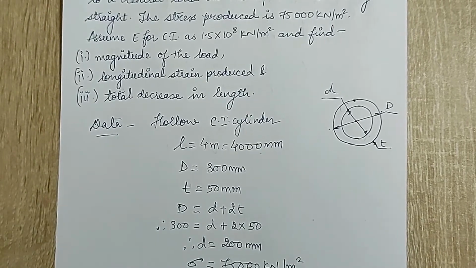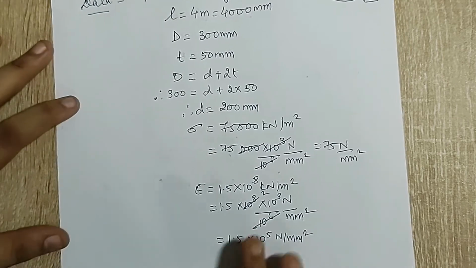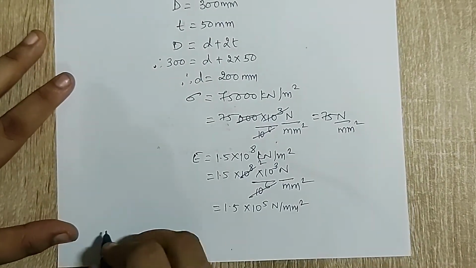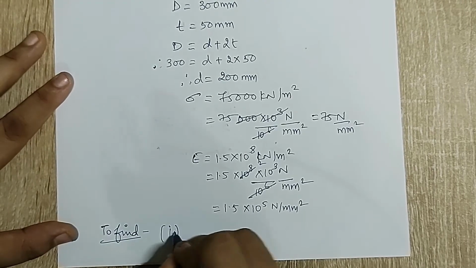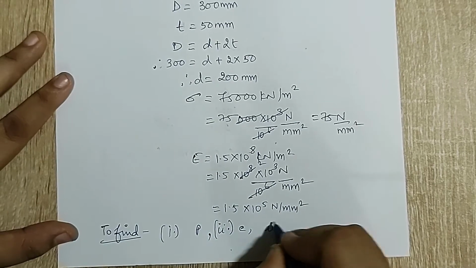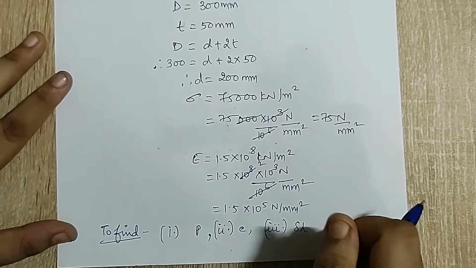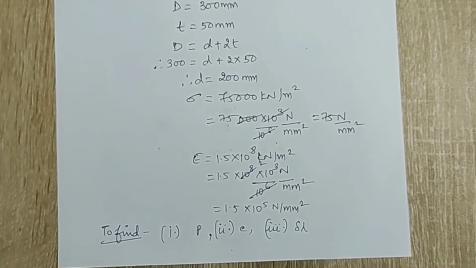Now I am supposed to find the magnitude of the load, which means the value of P. I have to calculate longitudinal strain produced, which is small e, and third is total decrease in length, which is delta L. So I'll just mention here, to find first P, second small e, and third is delta L. Now based on this data, I will start my calculations.